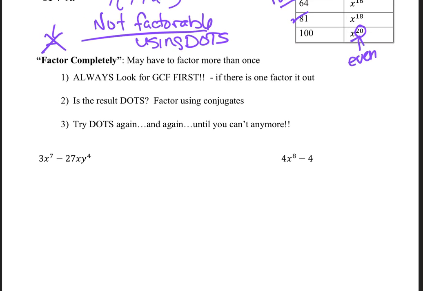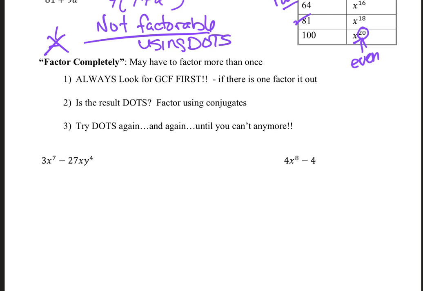So when we say from now on, everything in this class is factor completely, that just means you always have to see if you can factor more. Can I factor more? You always need to remember that your GCF, you really should look for it first. If you don't look for it first, it sometimes makes your life a little bit harder, and sometimes you think things aren't factorable. So always look for that first. I like to say he's the king or the queen or the best.